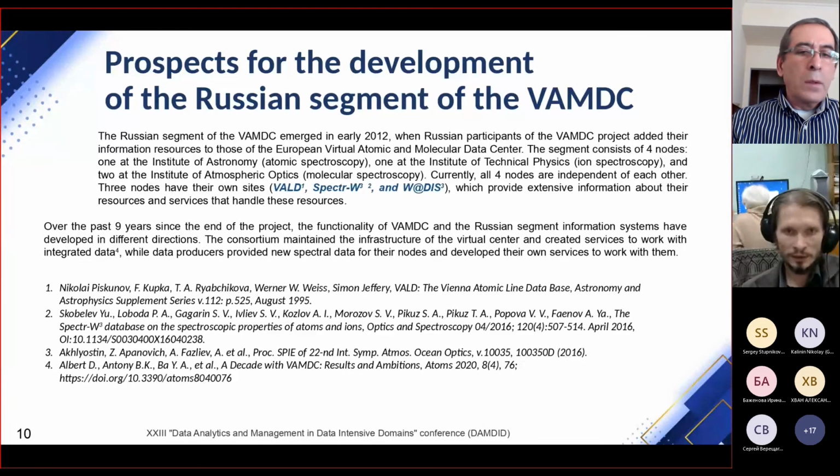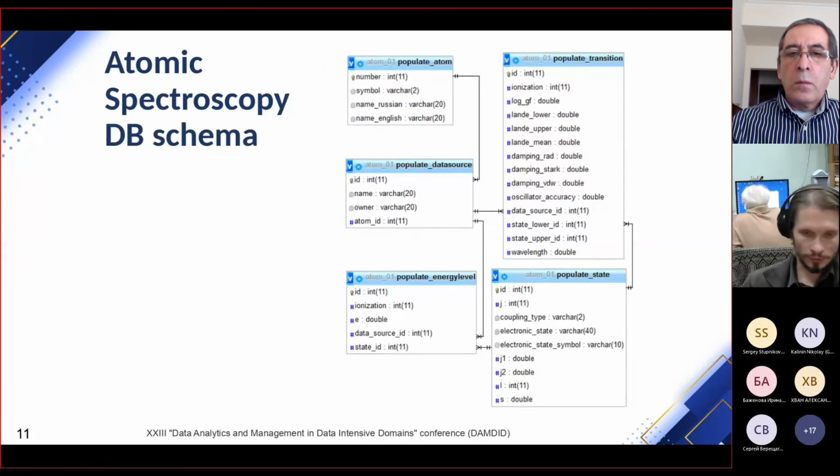Over the past 9 years, the functionality of the global VAMDC project and its Russian segment developed in different directions. The whole consortium maintains the infrastructure, the virtual center, and created services to work with its integrated data, while data producers provided new spectral data for their nodes and developed their own services to work with it. Let's talk about different models for atomic, ionic, and molecular spectroscopy.